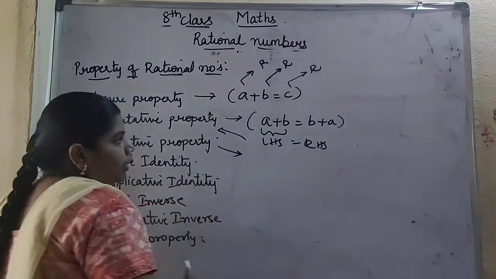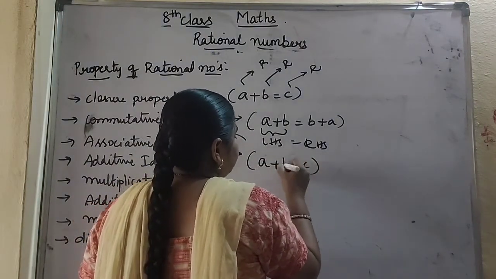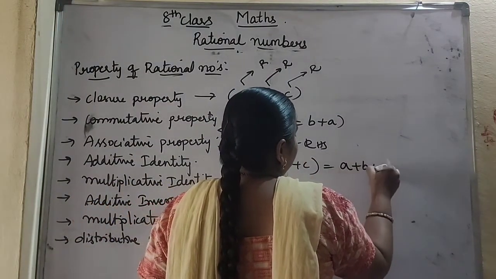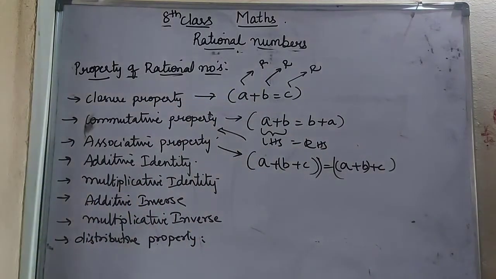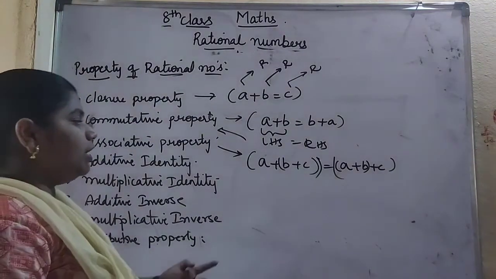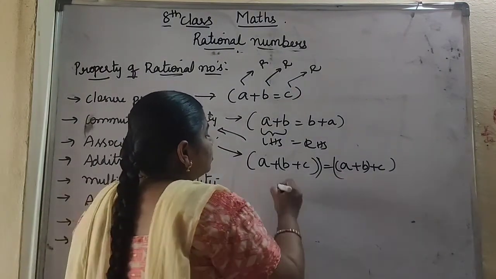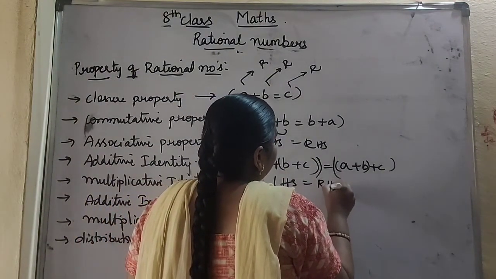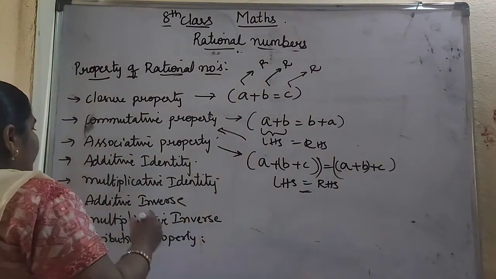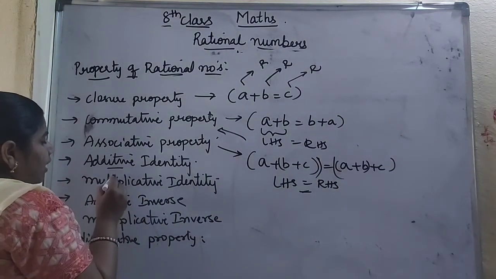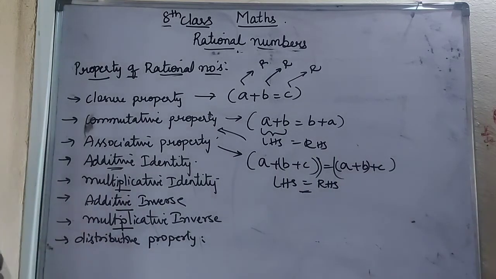In the same way, associative property. What is the general form? A plus (B plus C) is equal to (A plus B) plus C. Only the brackets are interchanged. On the left the bracket is for B plus C; on the right you see the bracket for A plus B. Whenever the LHS and RHS are equal, the associative property is satisfied. Now, additive identity, multiplicative identity, additive inverse and multiplicative inverse we will do in the next class.